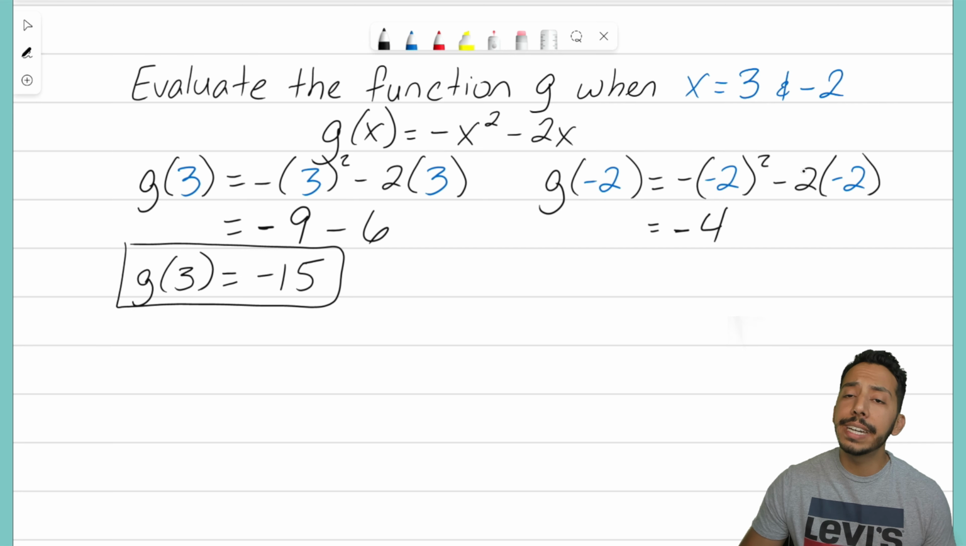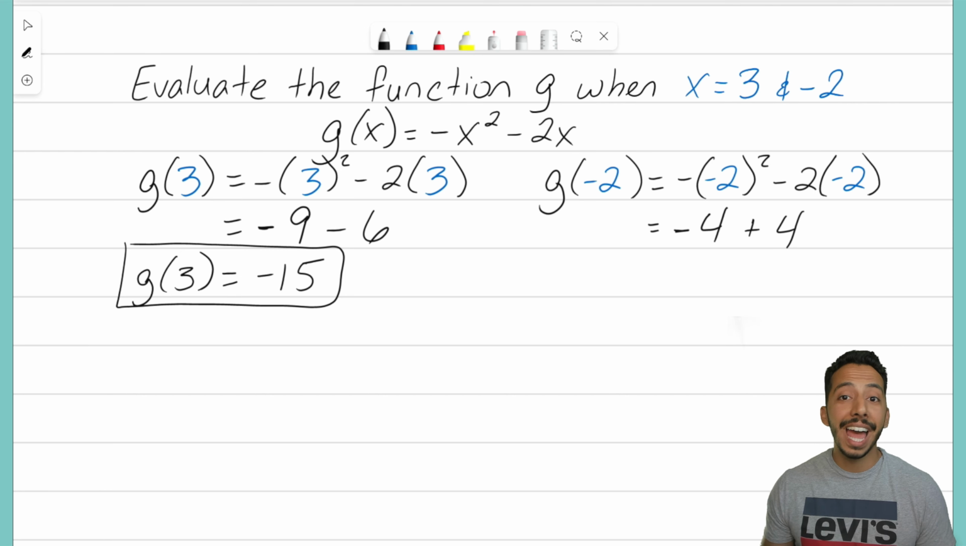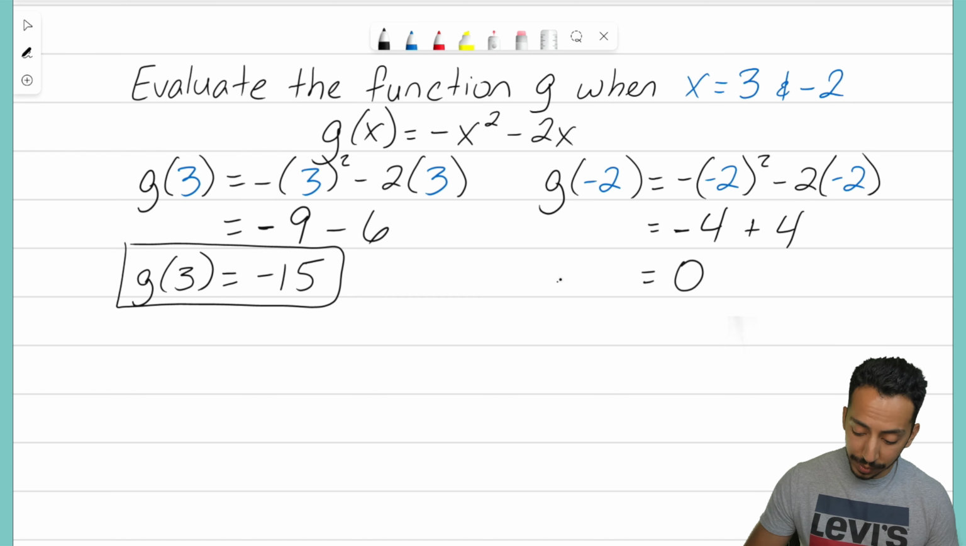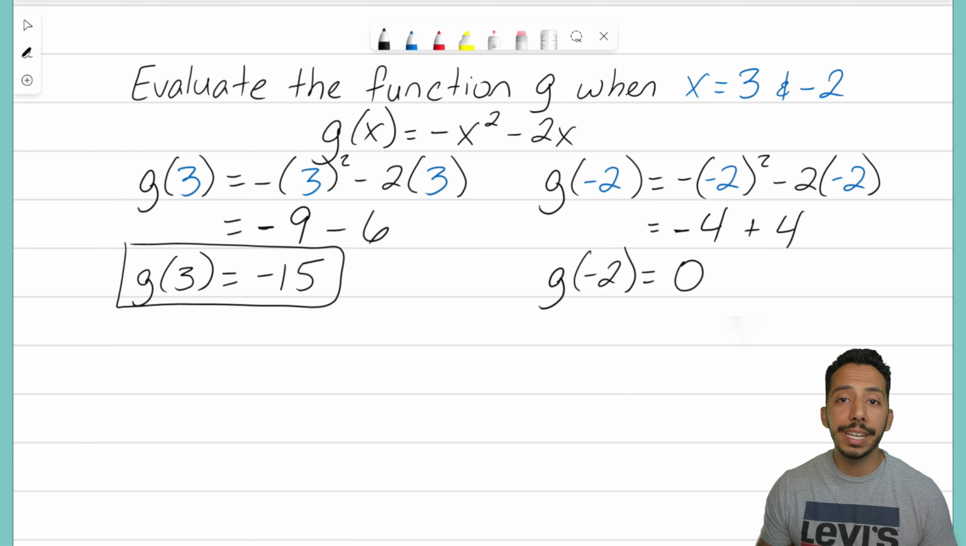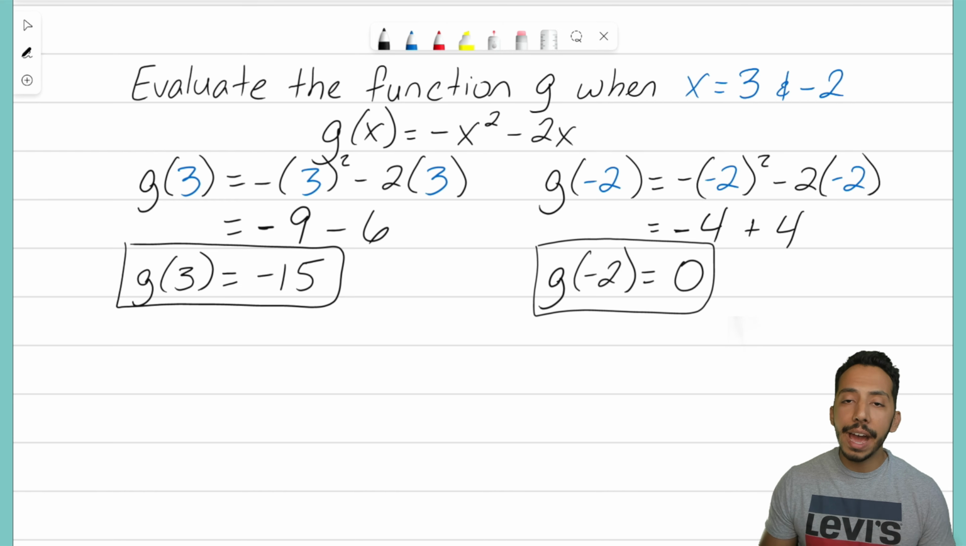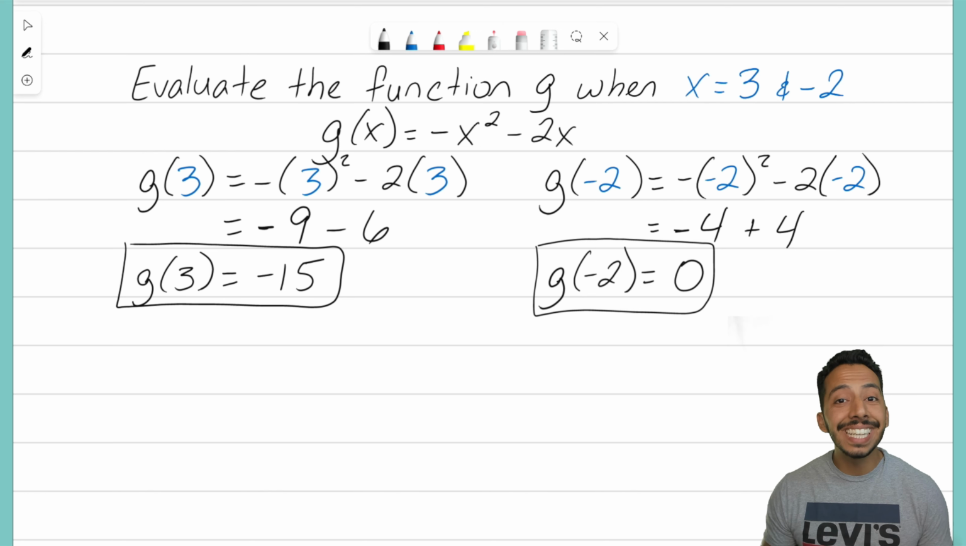All right, now let's look here. Negative 2 times negative 2 again. Well, negative 2 times negative 2 is going to give us a value of positive 4. At this point, negative 4 plus positive 4 gives you a value of 0. So when we take our function g and plug in negative 2 as our input, our output ends up being 0. And there you have it. That's how you use your inputs in a given function to learn its outputs. We call that evaluating a function, and we have successfully done that.